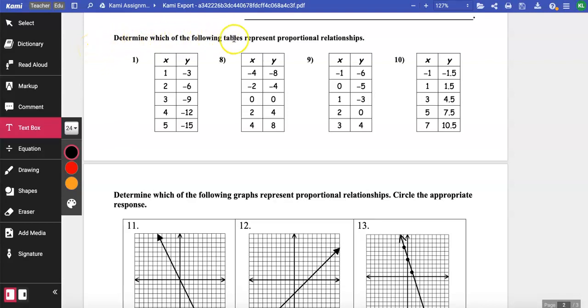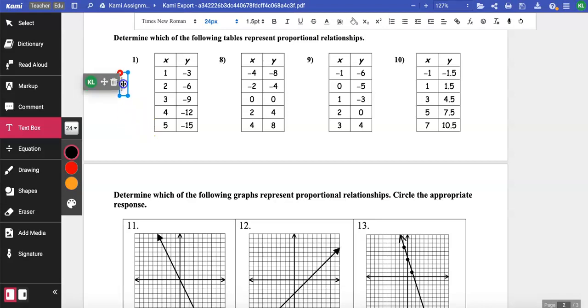So this says to determine which of the following tables represent a proportional relationship. For a table to represent a proportional relationship, the ratio between either x over y or y over x in all the boxes has to be equal. So we're going to go ahead and just calculate some of these. I'm going to write them next to it.